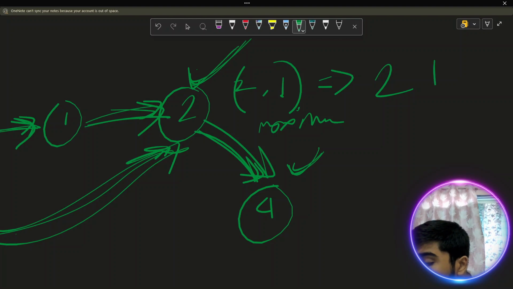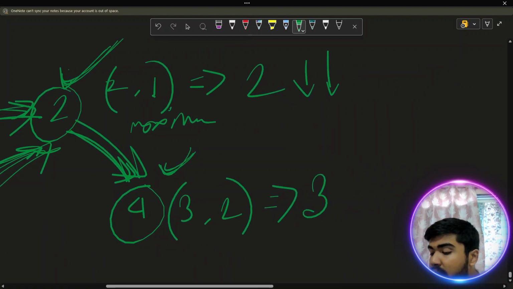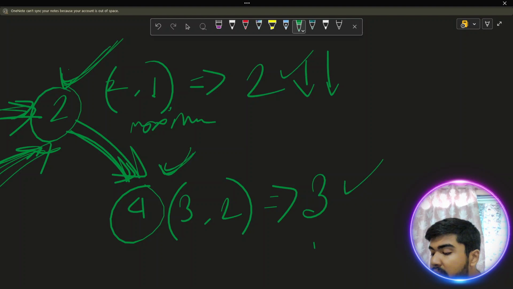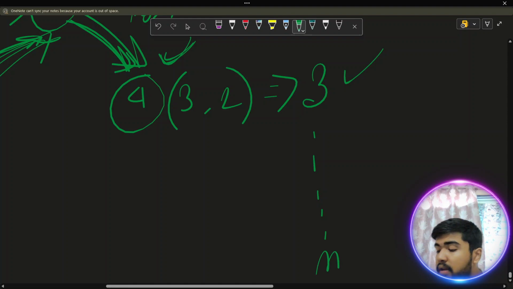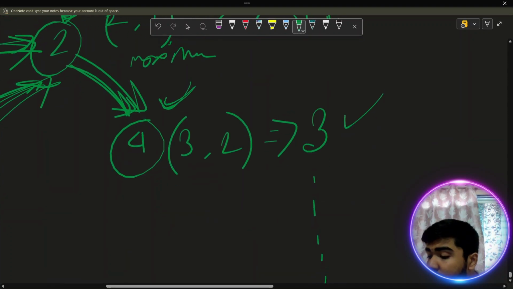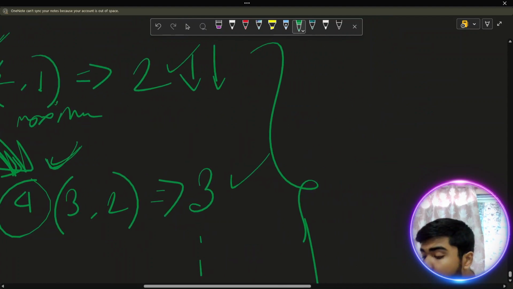And now they are looking for the minimum of those. So let's suppose this node is at a distance of 3 from node 1 and at a distance of 2 from node 2. So the maximum is 3. Like this, let's suppose one intersection node is at a distance of 2, another node is at a distance of 3. We have multiple intersection nodes, so we have to consider all of them and take the minimum of those.